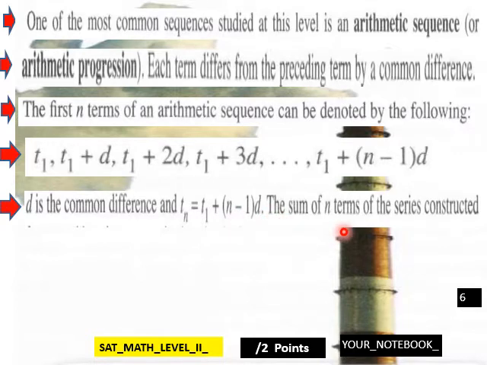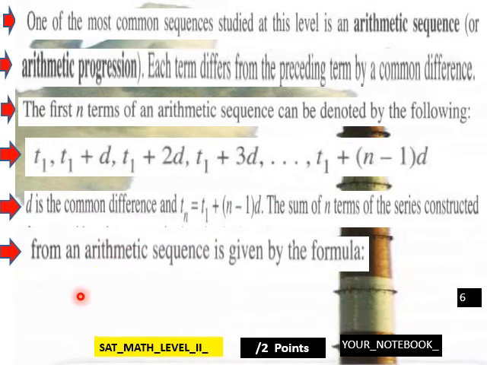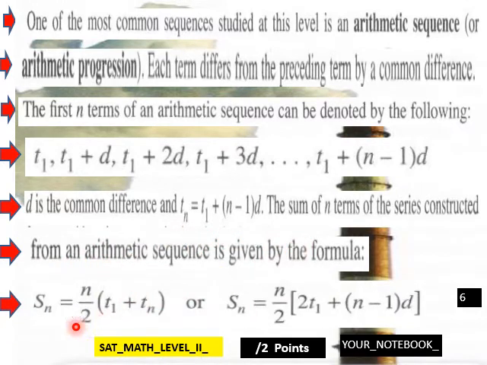The sum of n terms of the series constructed from an arithmetic sequence is given by the formula: the summation of n would equal n over 2 multiplied by the quantity of term 1 plus term n, or the summation of n would be n over 2 times, in brackets, 2 times term 1 plus n minus 1 d. So this is how you would find the sum of an arithmetic sequence.